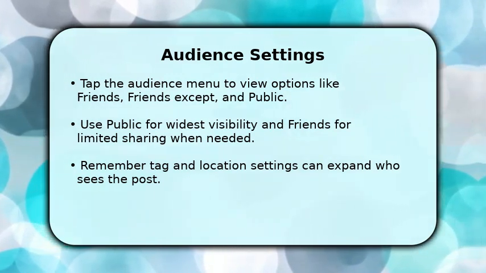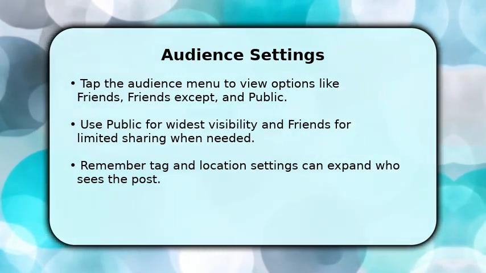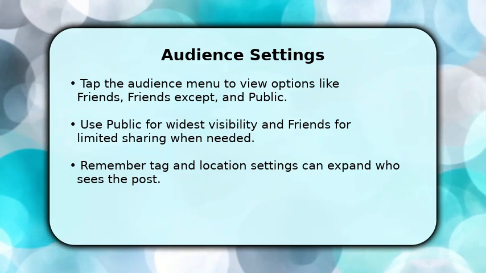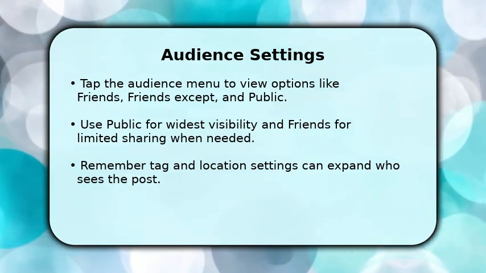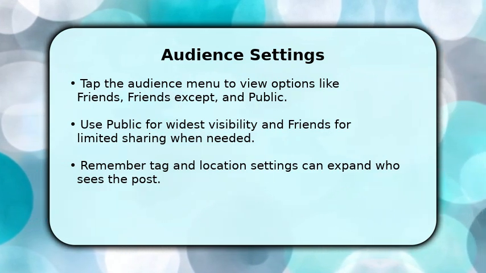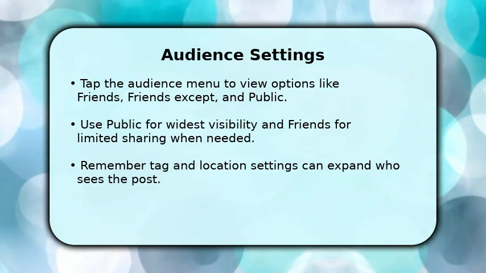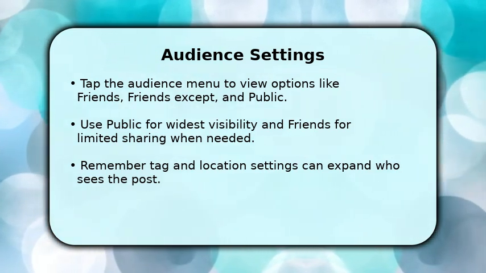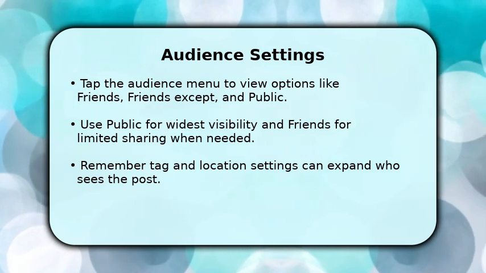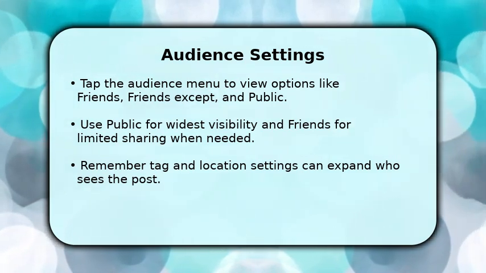Open the Audience menu and pick Public to share broadly beyond your friends list. If you need limits, choose Friends or Friends, except for tighter control. Keep in mind tags, location, and shared links can increase reach, so adjust those carefully. Preview your post quickly to confirm content and audience before publishing to avoid accidental oversharing.